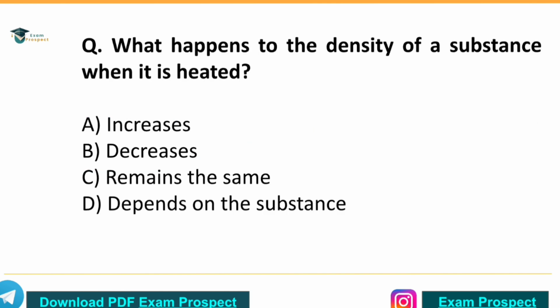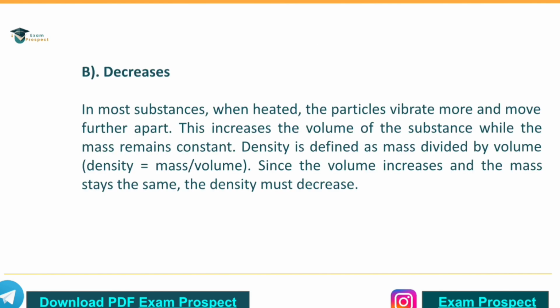Next question. What happens to the density of a substance when it is heated? And the correct answer is option B, it decreases. In most substances, when heated, the particles vibrate more and move further apart, and this increases the volume of the substance while the mass remains constant. Density is defined as mass divided by volume. Since the volume increases and the mass stays the same, the density decreases.